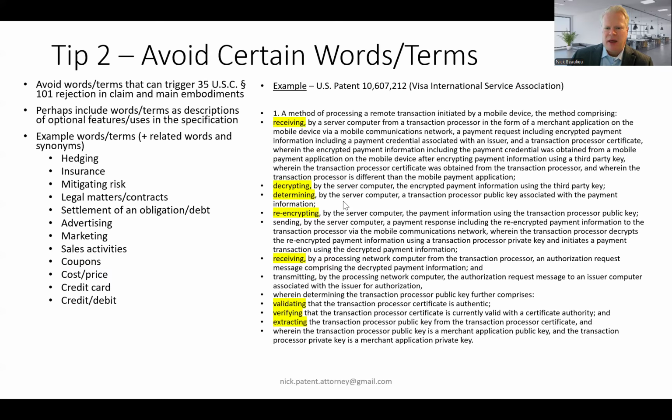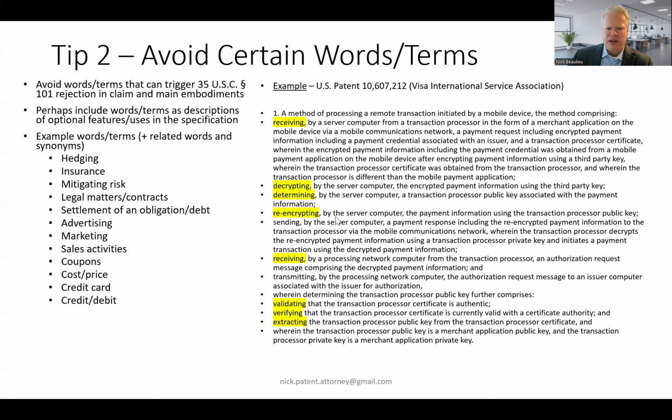I'm not going to go through this whole claim from this patent, but if you look at it, it says a method of processing a remote transaction initiated by a mobile device, the method comprising receiving by a server computer a transaction processor in the form of a merchant application. Next step is decrypting the encrypted payment information, determining a transaction processor, re-encrypting. Then the next step is receiving. Then we have validating, verifying, extracting.